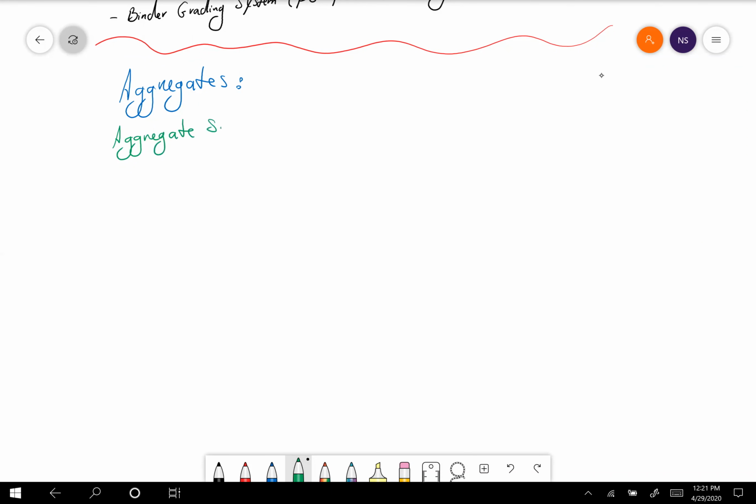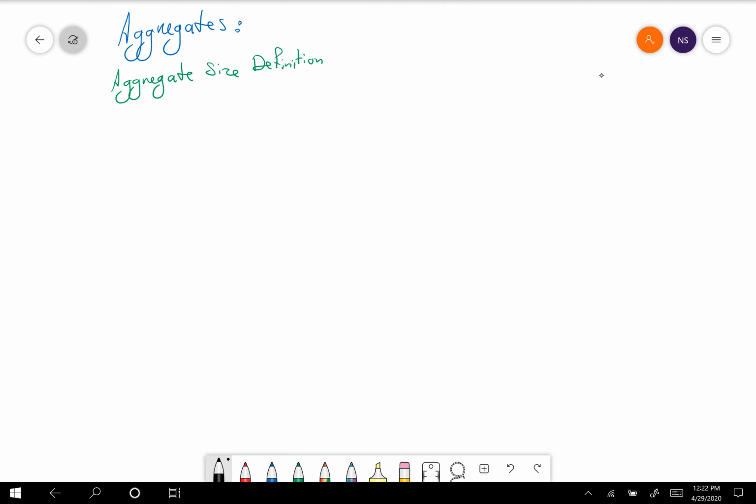for SuperPave purposes. And we have two definitions, somehow similar to the general terminology that we usually use for aggregates in the past, but this time a little bit different. So we have nominal maximum aggregate size, which is one size larger than the first sieve that retains more than 10%.